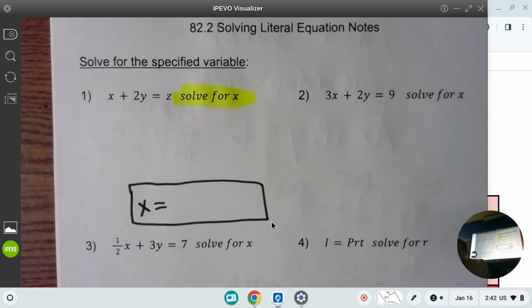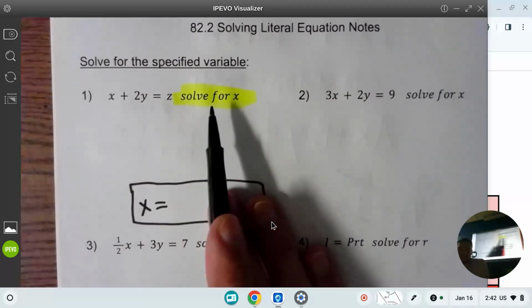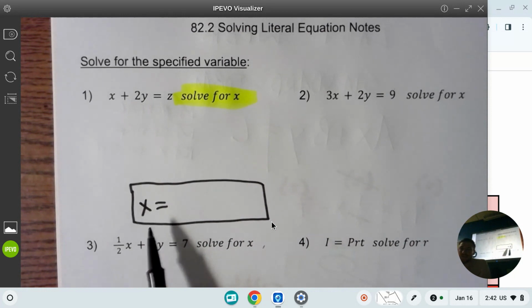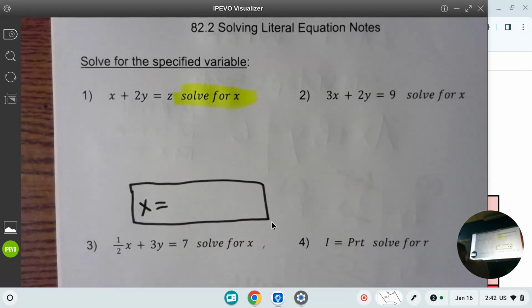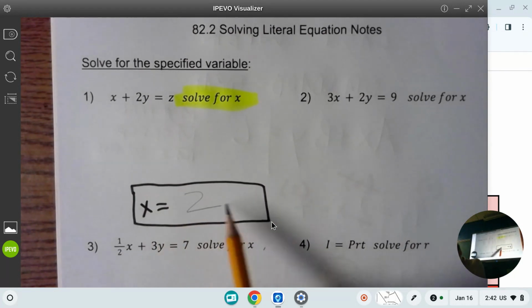Right, we're doing literal equations. I forgot to start it. Literal equations, it says solve for x. So our answer is going to look like x equals, but it's not going to be x equals 2.